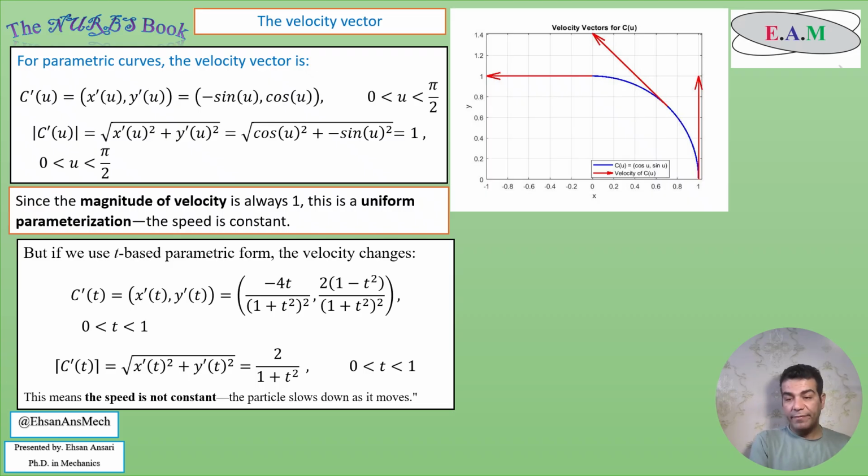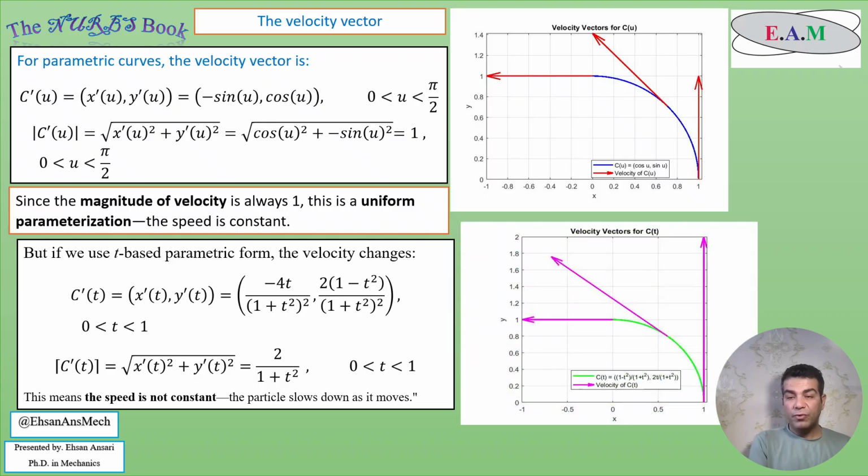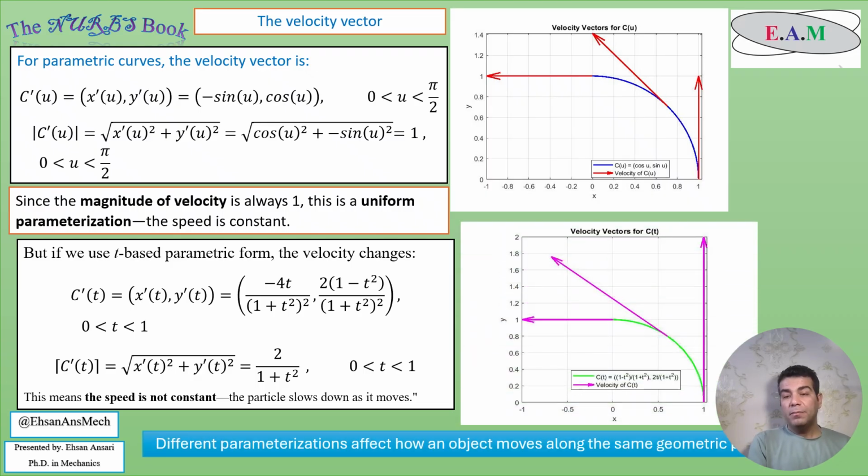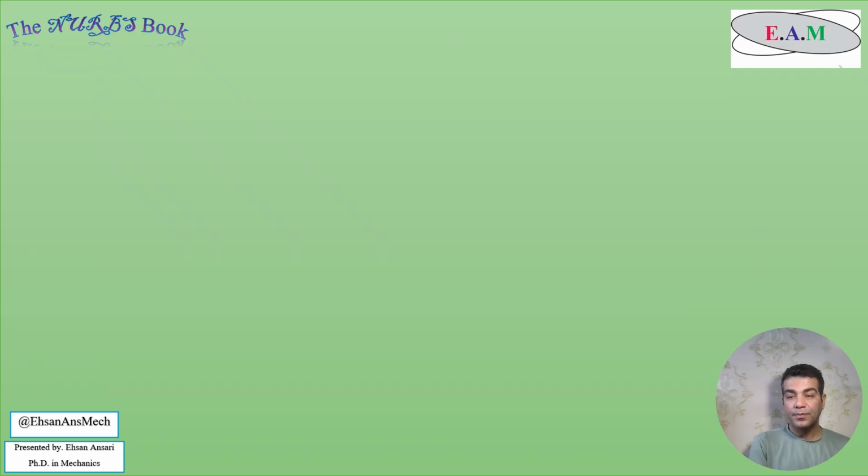This example shows an important concept. Different parameterizations affect how an object moves along the same geometric path. While the shape of the curve doesn't change, the motion along it does. In applications like animation, motion planning, and CNC machining, controlling this speed is crucial.